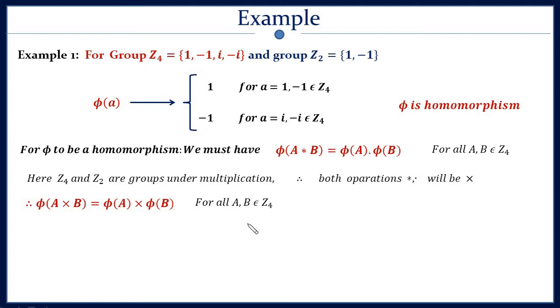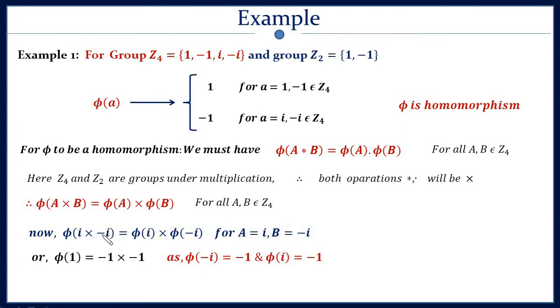Let's prove this relation for any random values of A and B. We will take A equals i and B equals minus i. Now this relation will become phi of i cross minus i is equal to phi i into phi minus i. What is i cross minus i? This is 1, because it will be minus i square and i square is minus 1. Therefore, i cross minus i is 1. Therefore, what will we have? Phi 1 is equal to, we know phi i is equal to minus 1, right? Because i is mapped to minus 1 in the Z2 group. Therefore, phi minus i is minus 1.